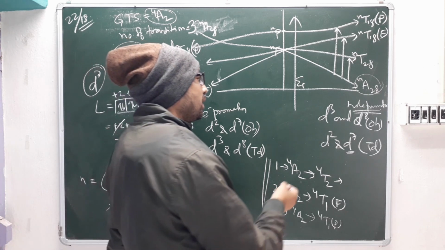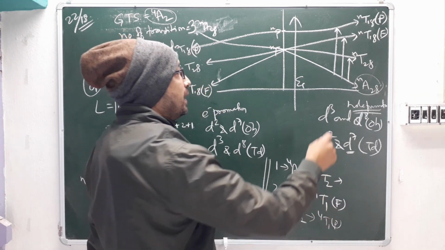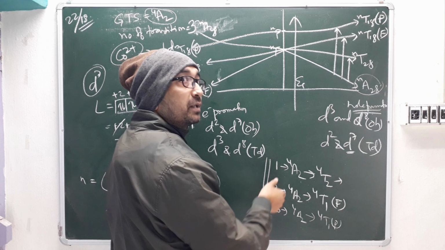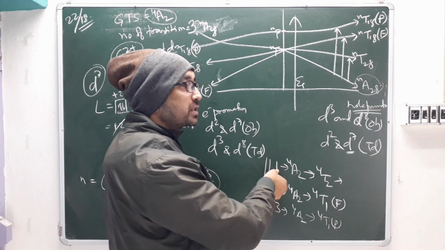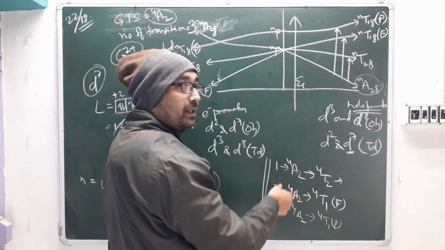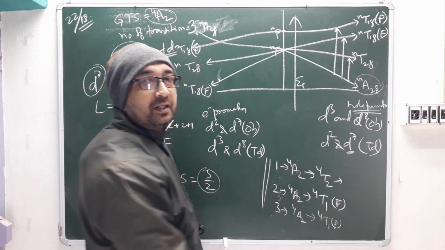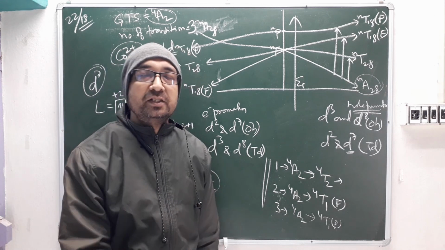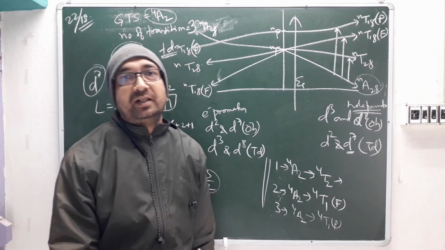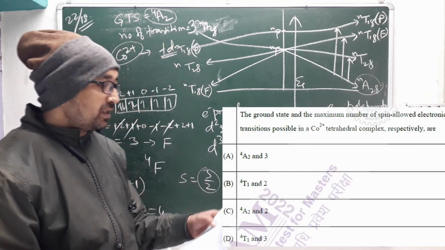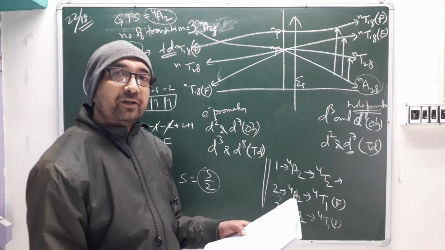Any type of question they might be asking, just apply that logic that energy is inversely proportional to wavelength. If they are asking to arrange based on energy, then energy-wise the third transition will be more energetic than the second, then the first. The first will be the least energetic. Wavelength-wise, the first will have more wavelength, then the second, then the third will have the least wavelength, right? So likewise they may ask you questions. So this is the Orgel diagram for the F term, correct? So we have completed the F term also. For question number 18, option A will be your correct answer, correct?